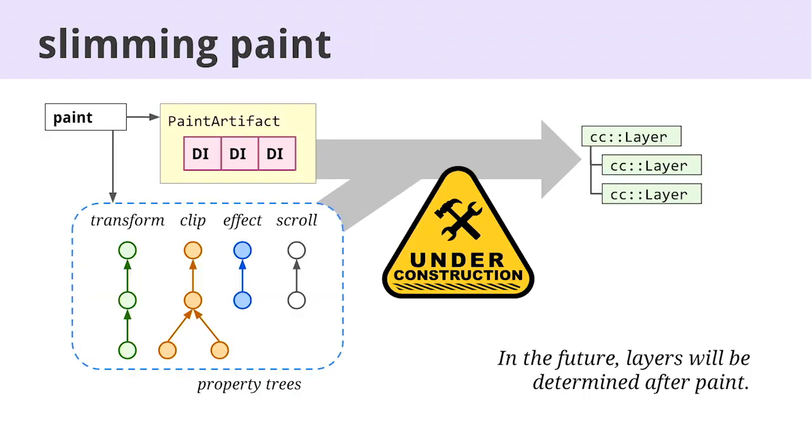In the future, we're going to create layers after paint instead of before paint. This is a project called Slimming Paint. And the goal of Slimming Paint is to let us make more fine-grained compositing decisions and make compositing more independent of paint order and other things. So in the Slimming Paint world, we will create layers by taking chunks of display items that share common properties. And those properties, which used to be associated with layers, are now stored in their own structures called property trees.